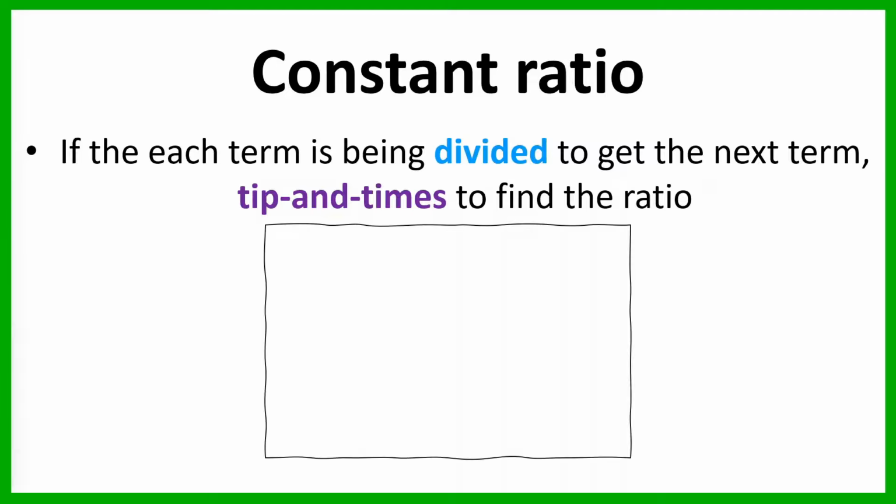So over here, in this example, we've got the pattern 9, 3, 1, 1/3. So in this case, I am dividing from 9 to 3. I'm dividing by 3 to get from 9 to 3. Then if I divide by 3 again, I will get the 1. And if I divide by 3 again, I will get 1/3. So in this case over here, it's a constant division that's happening.